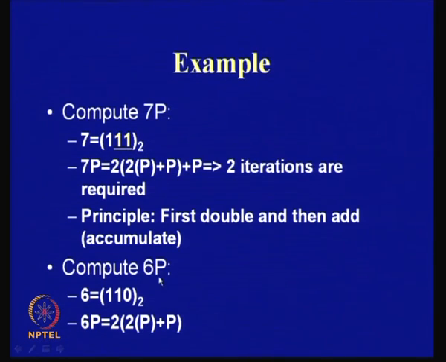Similarly, if you want to compute 6p, it is 1 1 0. Because of the first 1, you have to do 2 into p plus p, but since this is 0, you have to do only a doubling operation. You do not need to do the addition operation. So, in this case it is 3p into 2, which is 6p. That is the MSB first approach of obtaining the scalar multiplication.